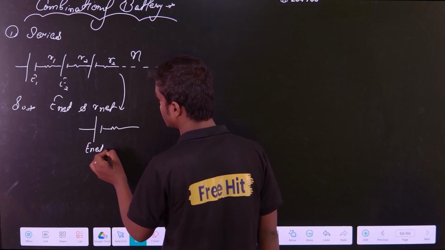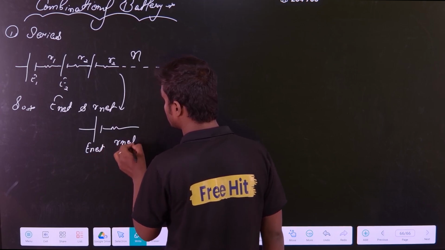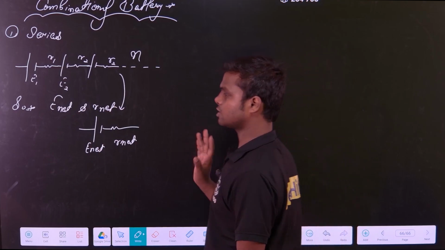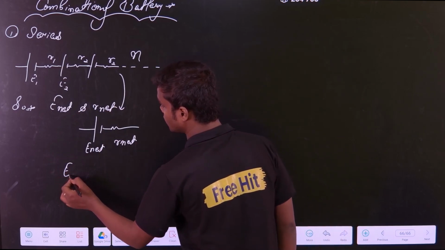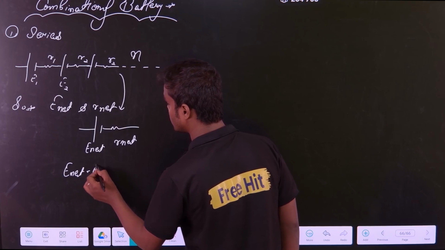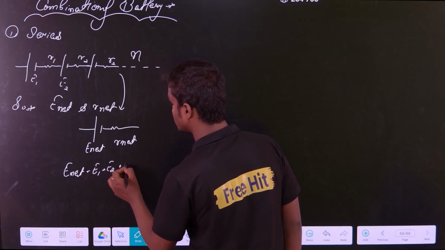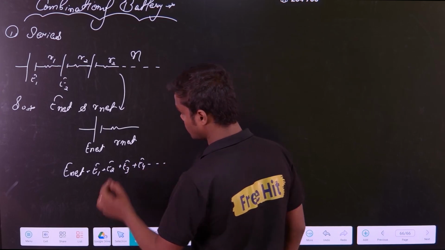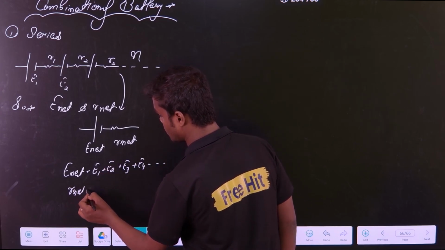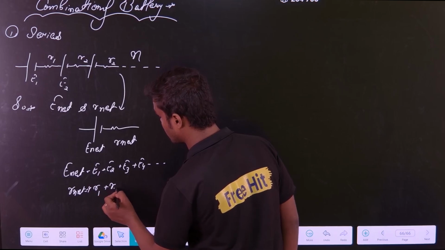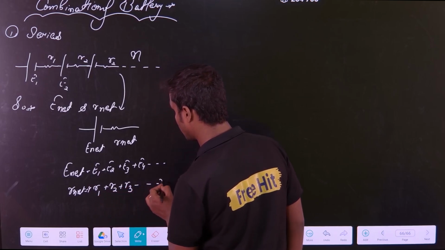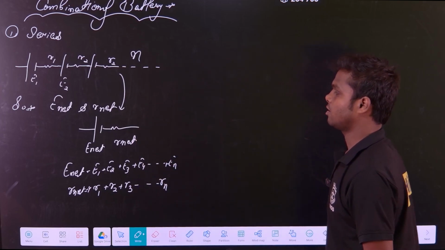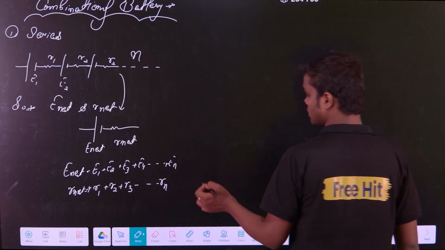And this battery has an E net and also an R net. I can tell you the proper method also, but there is no need for a proper derivation. We can simply remember my E net will be equal to E1 plus E2 plus E3 plus E4 and so on. Similarly, what is my R net? If you remember, the R net will be simply R1 plus R2 plus R3 like that up to Rn. Simple case.